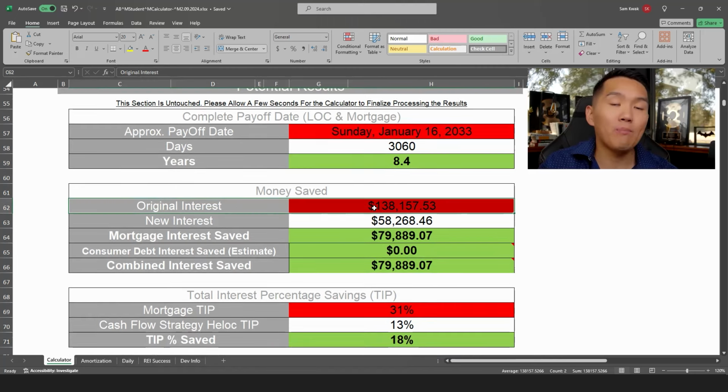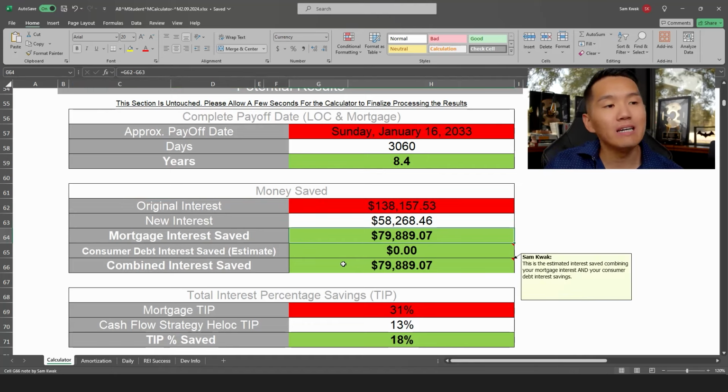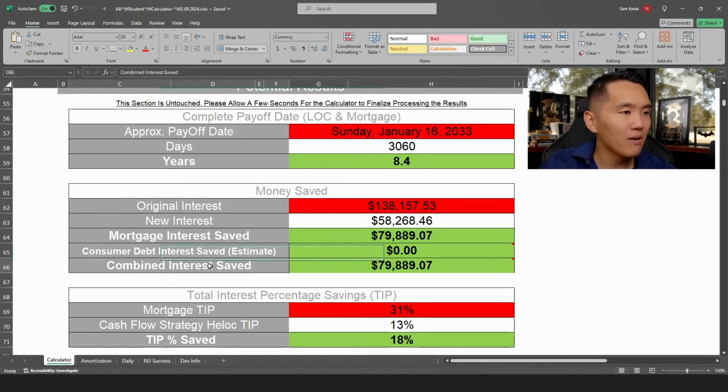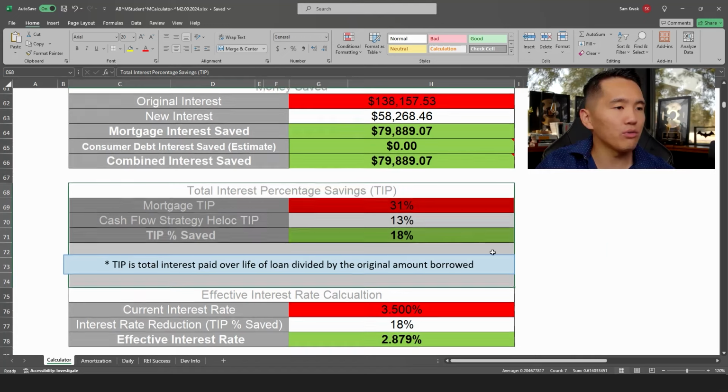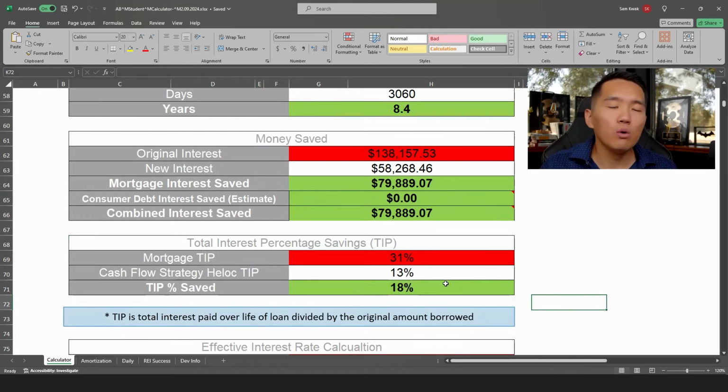Originally, we were going to pay $138,157.53 of interest, but because of this strategy, we're using accelerated banking, we are now saving $79,889.07. And if we had any consumer debt, we would have also factored that in as well. But because we didn't, it's just $79,889.07. The rest shows you the total interest percentage, which is basically taking the total interest amount and dividing by the principal balance. So that's what we're also looking at.